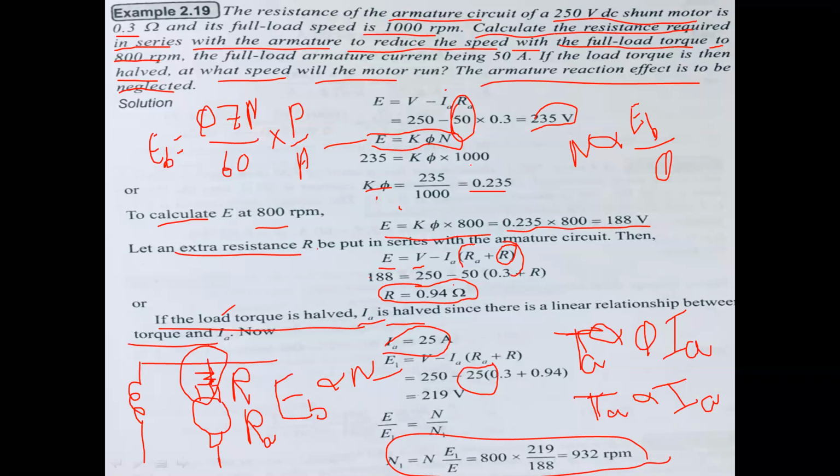This is a lengthy problem, important. If you want to reduce the speed of the motor, resistance is connected in series with the armature. If you want to increase the speed, resistance is added in series with the shunt field winding.